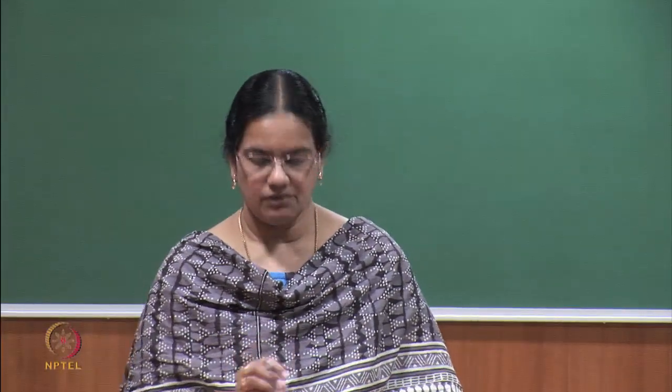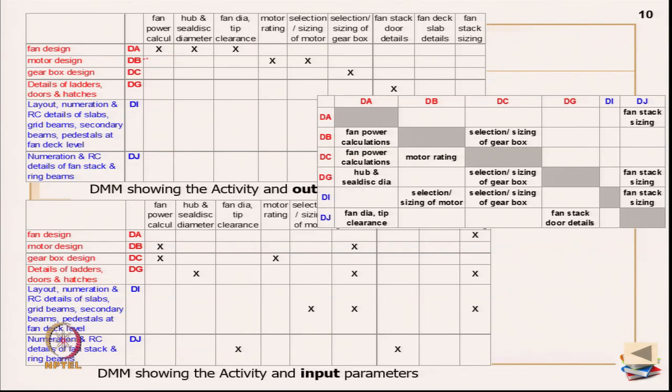Once the whole flow is really defined, then you can cut off all the values and replace them with X marks, which is very easy to do. For example, DA is releasing fan power calculations, which is required for motor design and gearbox design. So, what I have written here is DA to DB, what is the X actually there? It is fan power calculations. DA to DC, what is the X really representing? It is fan power calculations.